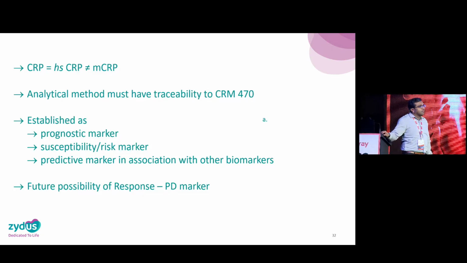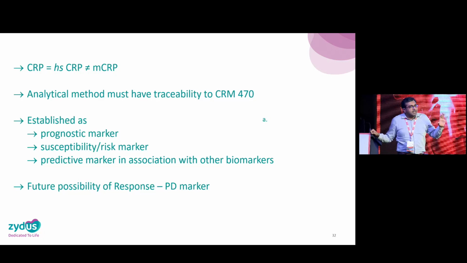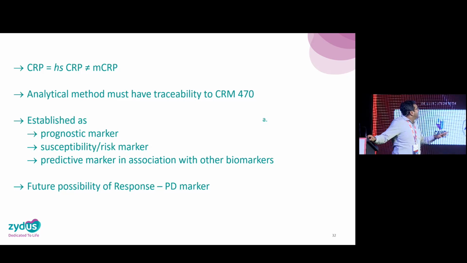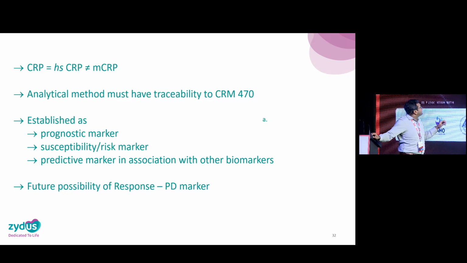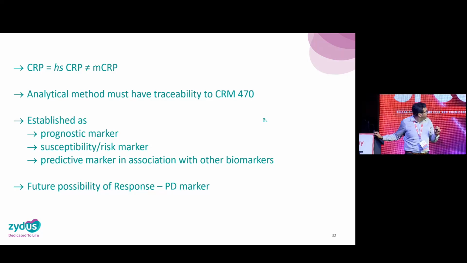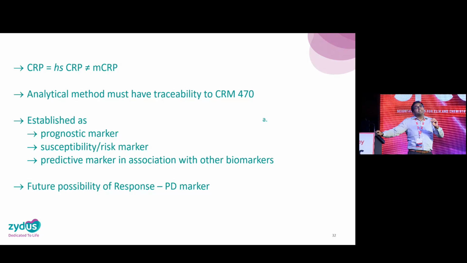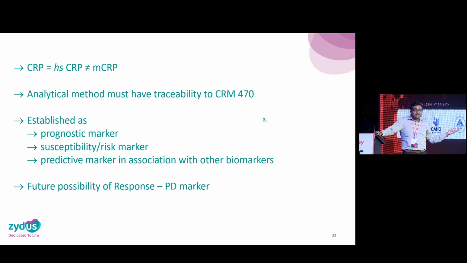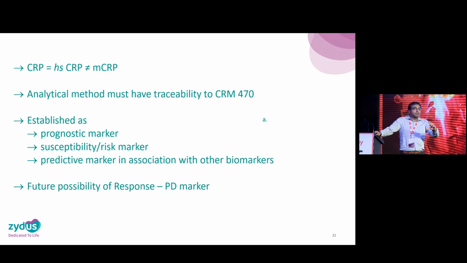So we are using a lot of terminology since morning, that is prognostic marker, monitoring marker, predictive marker, risk marker. Right now CRP has been established as prognostic marker, susceptibility risk marker and predictive marker in association with the other biomarkers for cardiovascular disease. We will go to the categorization of the biomarker in a subsequent slide, where FDA has clear-cut given the subcategories or categories of the biomarkers and how you should use the terminology of that biomarker.